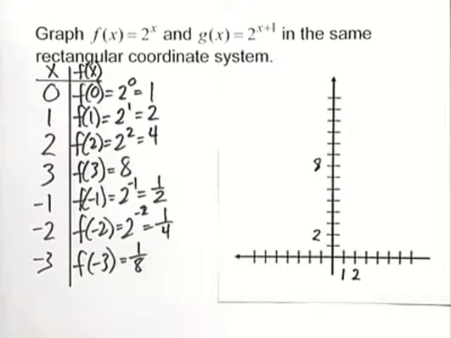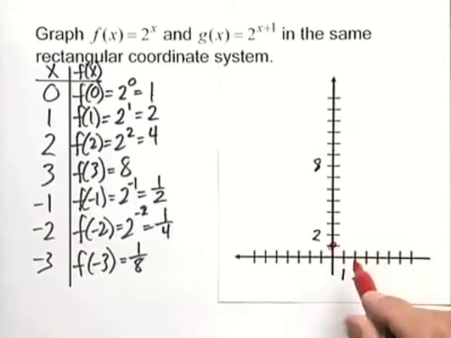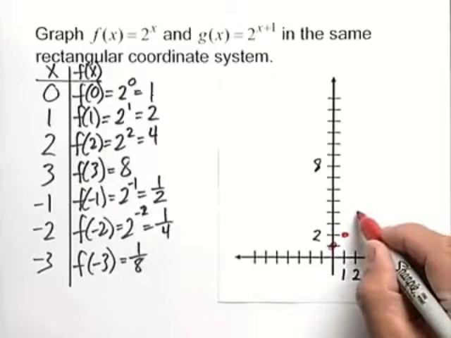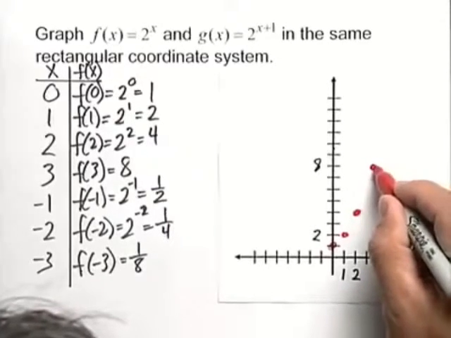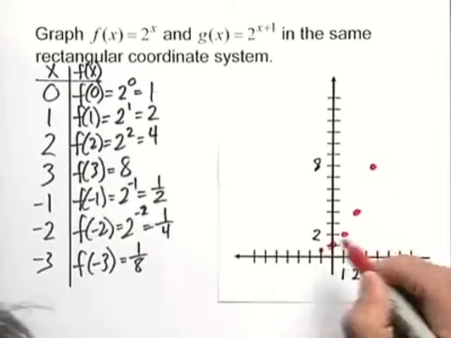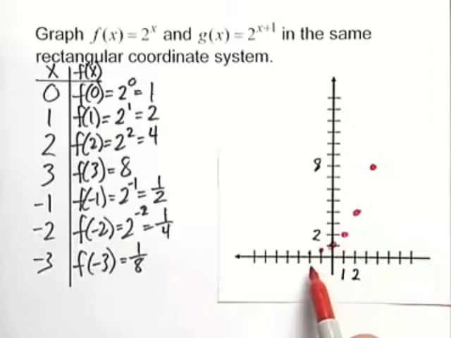I'm going to do that in red over here. We have (0, 1), (1, 2), (2, 4), and (3, 8). On the left here, at negative 1, we're at 1/2, and it begins to get a little difficult here as we graph these points, negative 2 and 1/4, so on and so forth.